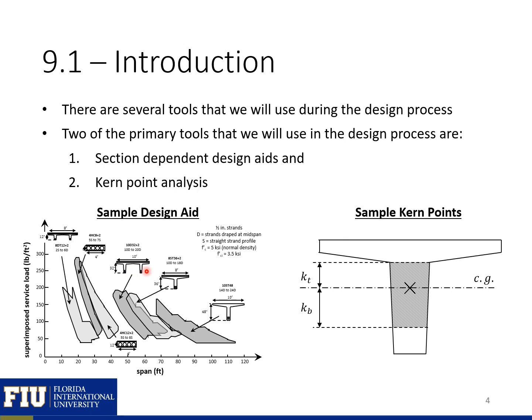in our design process. Another design tool that we'll use is our Kern point analysis. What this analysis will allow us to do is determine the maximum and minimum eccentricities that will allow us to meet our stress checks in a section. Here you can see in this section, if we have the centroid of our prestressing within this gray region, we would theoretically meet our stress checks. So we'll learn more about Kern point analysis in this presentation as well.